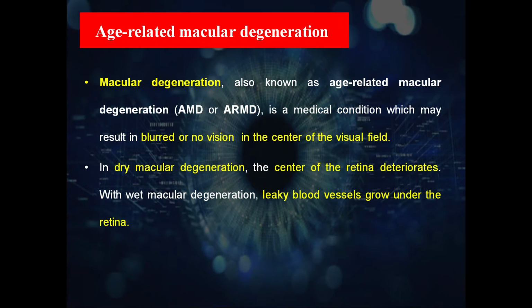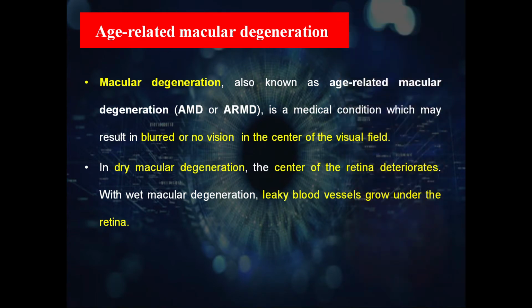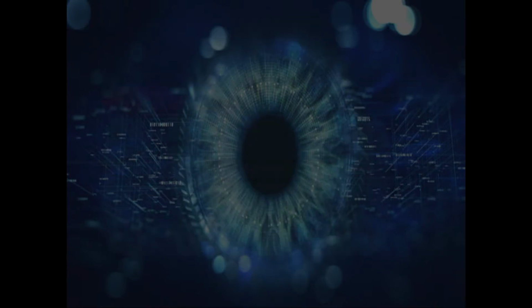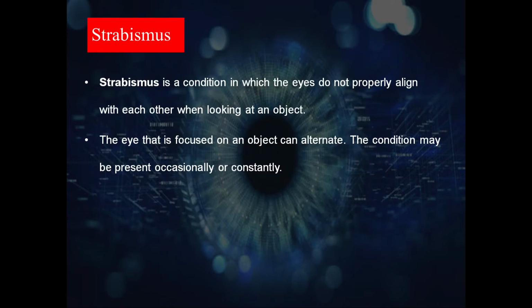Age-related macular degeneration is caused by aging and smoking. This is how it looks if you have age-related macular degeneration. Causes: smoking, hypertension, aging, and damage in the macula of the retina. Symptoms: worse or less vision, different color perception, distorted vision, no vision in the center of the visual field.